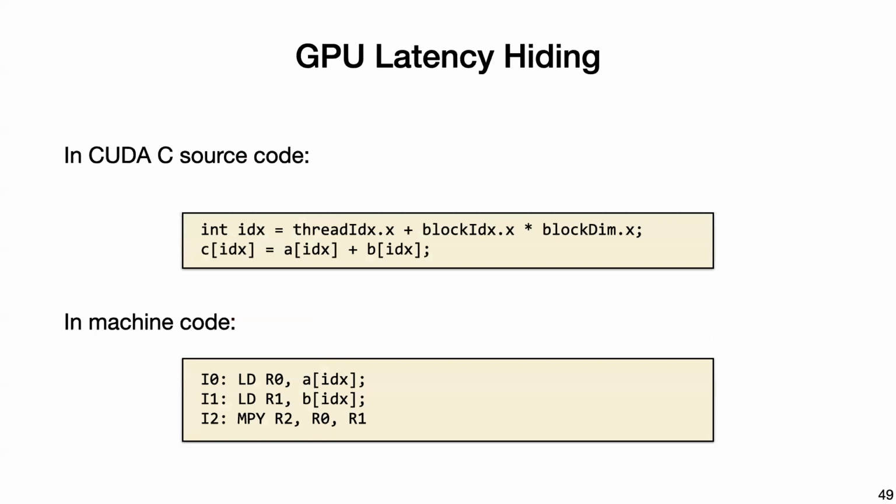So this is your code. This is what we had before. This is vector add, C is A plus B. And in machine code, this becomes load A, load B, and then multiply A and B to get you something into R2, which you're going to write into C.